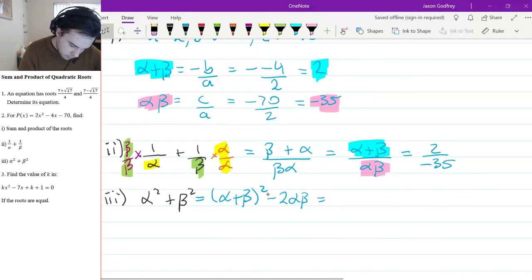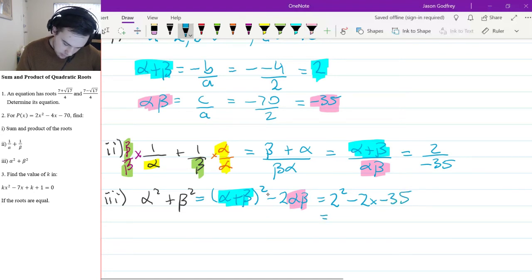So like before, we've got alpha plus beta is 2, so we can substitute that in there. 2 and then square it. Minus 2 times alpha beta. Right? And we've got alpha beta is negative 35. And what's that? 4 plus 70 is 74.